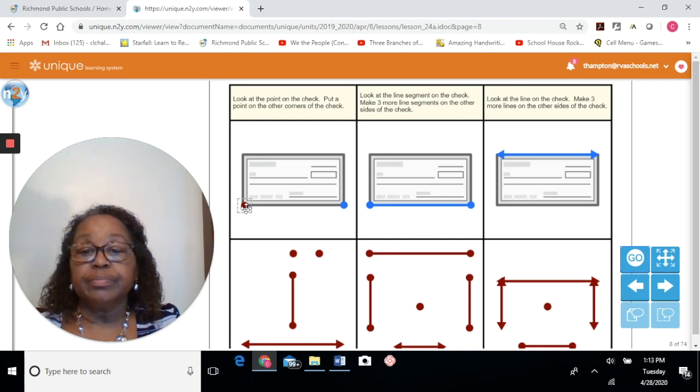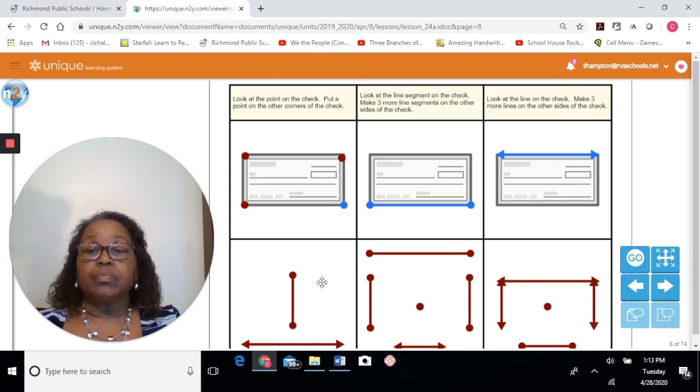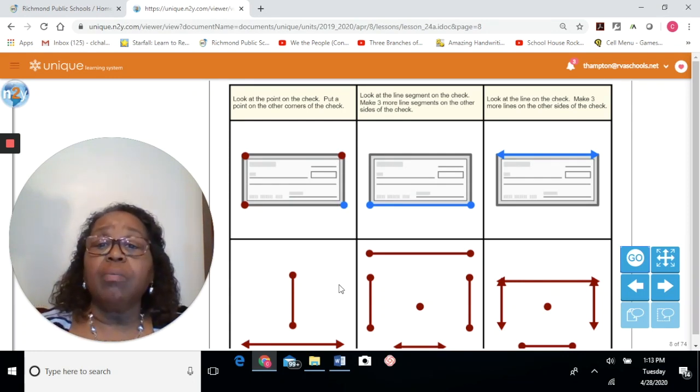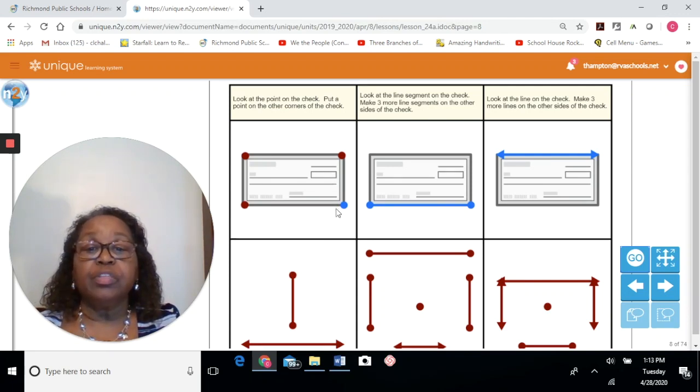So we can move this point to the corner. That's a corner. We can move this one to a corner. We're just following instructions, but we have to move the correct thing. We have to do it correctly, okay? So let's put it on the corner. Corner intersects. How about that? That works. All right. So the first one we had, it said, look at the point in the corner. We were looking at this point. Put a point on the other corners of the check, and we put points on the other corners. Very nice.